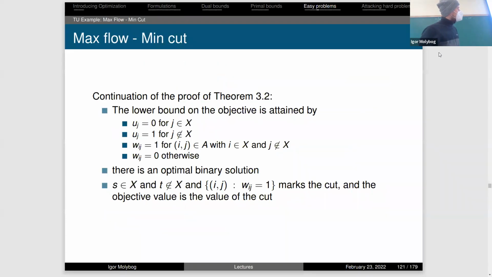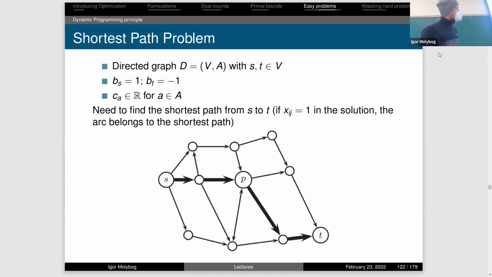Then let me go a bit more into details about what we have covered. The shortest path is talking about the following problem. You have a directed graph with vertices and arcs, and you have a source vertex and a terminal vertex. You have weights on the edges, which are the costs of passing through an arc, and you're trying to find a sequence of arcs that forms a path from S to T that has the smallest sum of all of the costs on the arcs.